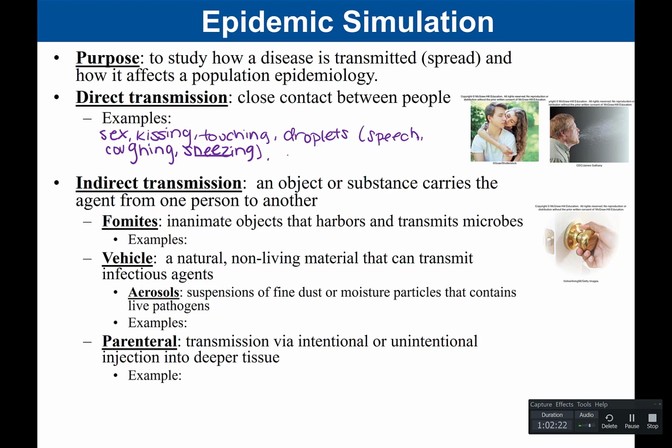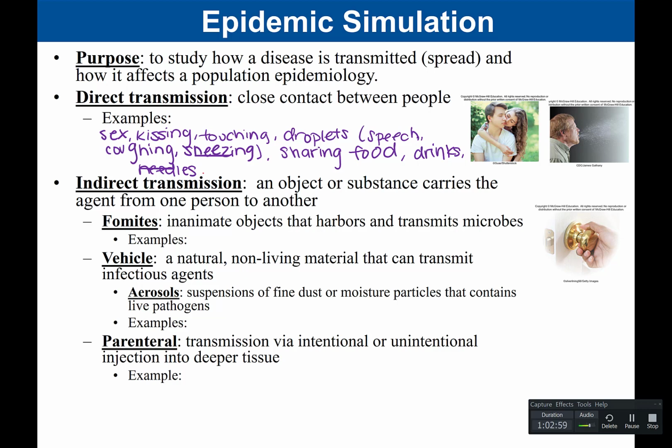We have sharing food. Because again, if you share food and your saliva is being swapped, that could transmit saliva from one person to another and cause infection. Sharing food, sharing drinks. Or needles. So think of HIV, for example. HIV can be transmitted by people sharing needles.